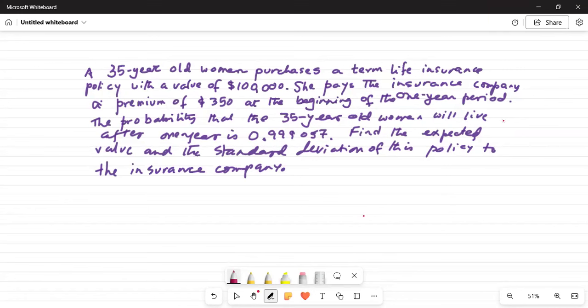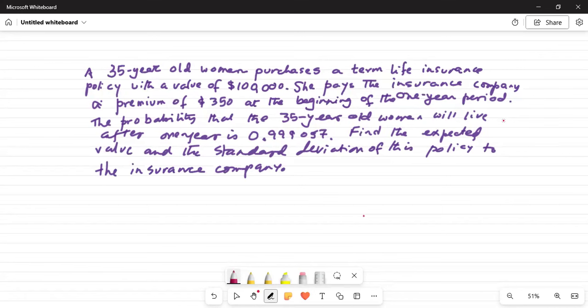The woman, her beneficiary, they will get $100,000 within the 1 year. She pays the insurance company a premium of $350 at the beginning of the 1 year period. The probability that the 35-year-old woman will live after 1 year is 0.99957. So, as you can see from this probability, there's a high chance that she will survive after 1 year, and the insurance company in that case will pocket the $350.